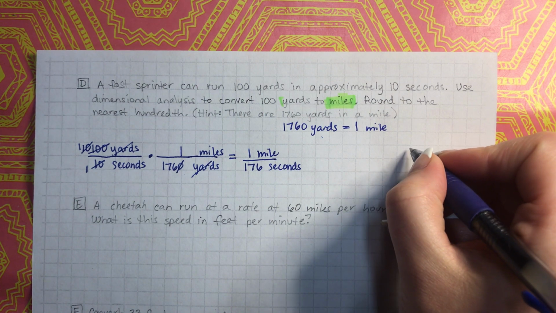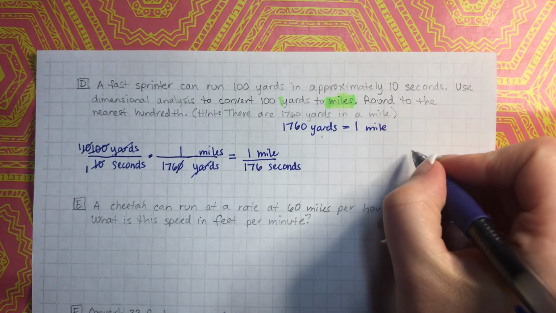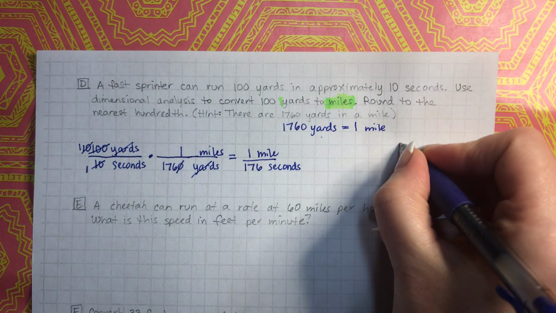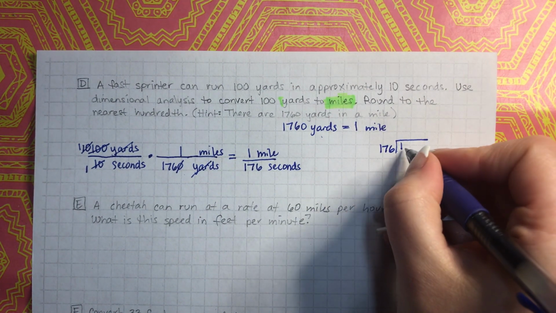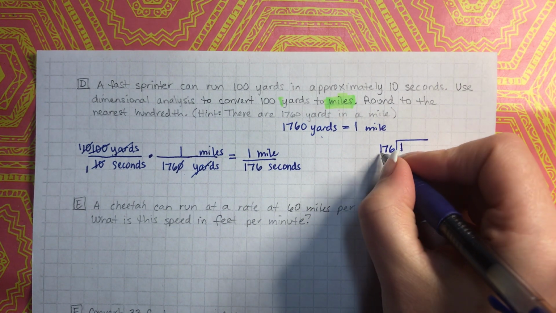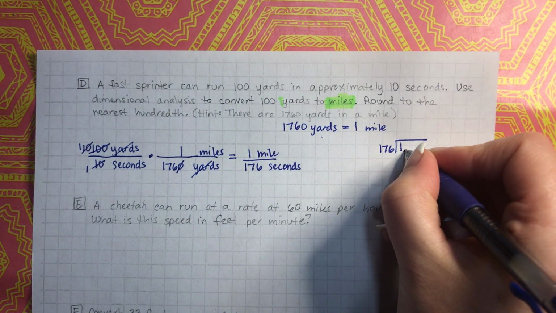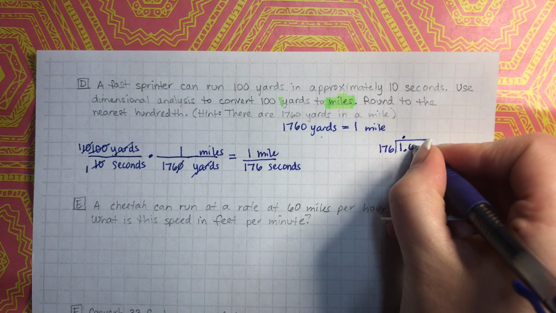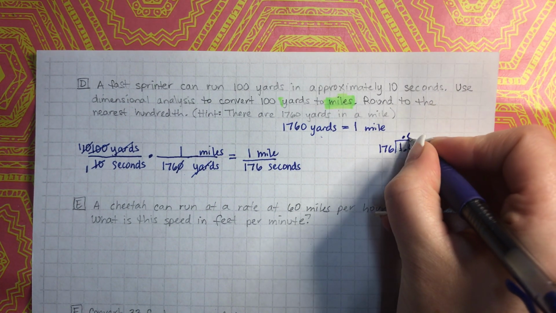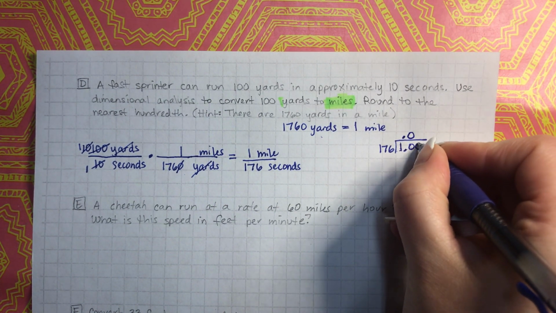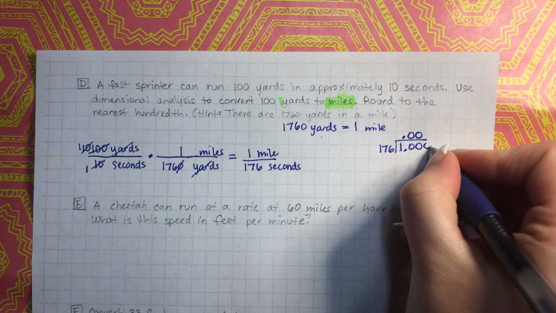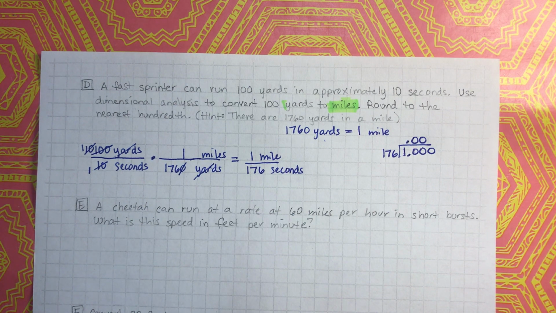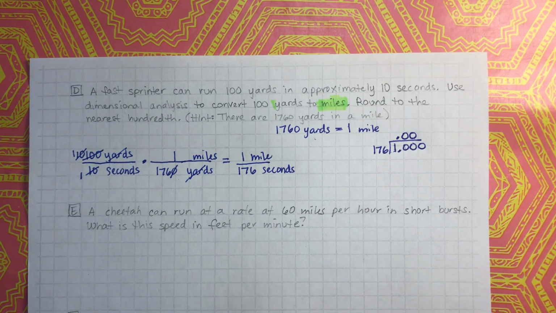Okay. Round to the nearest hundredth. Okay. So it's 1 being divided by 176. Okay, so does 176 go into 1? No, it doesn't. So I'm going to put a decimal there. Does it go into 10? No, it doesn't. So I'm going to put a 0 there. Does it go into 100? No, it doesn't. So I put a 0 there. So 1,000. Okay. So does 176 go into 1,000? Yes, it does. Okay. How many times?